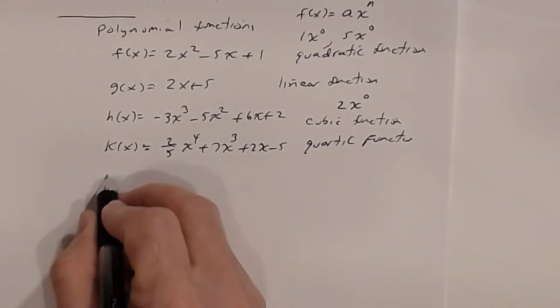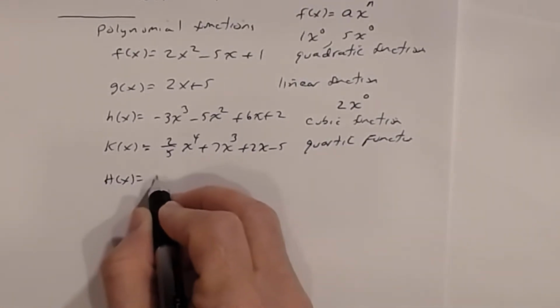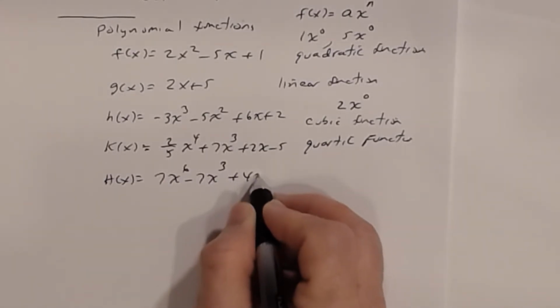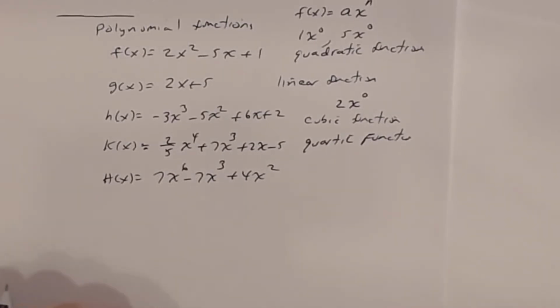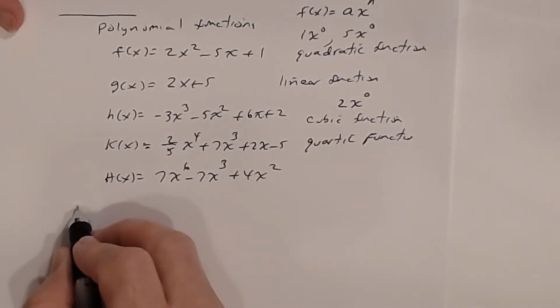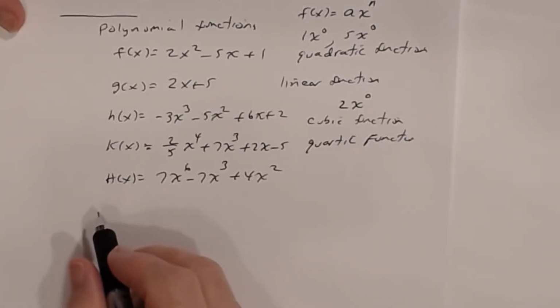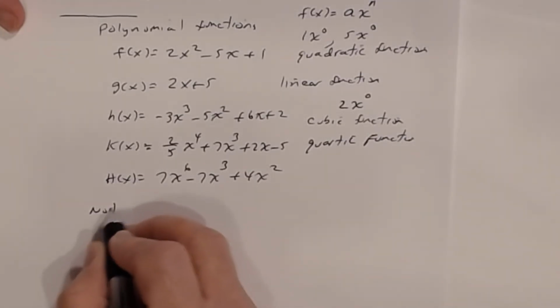So let's look at this one. h of x equals 7x to the 6 minus 7x cubed plus 4x squared. Again, that's a polynomial function. Now, what are examples of functions that are not polynomial functions? Let's look at a couple of examples.